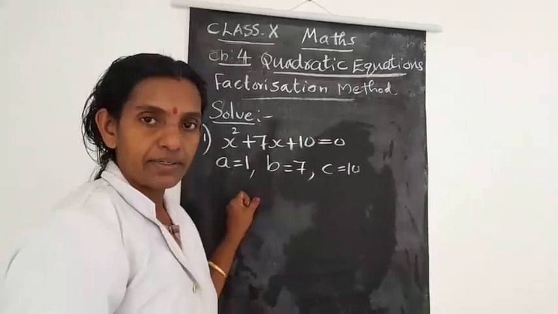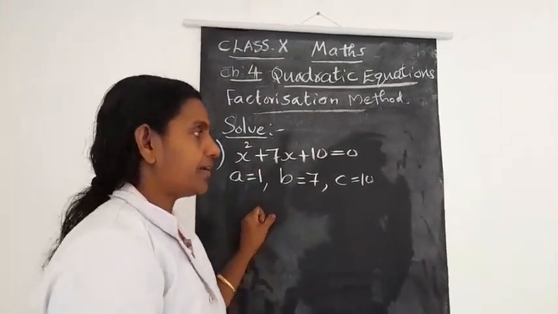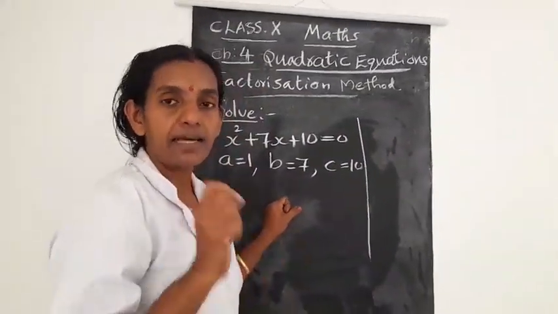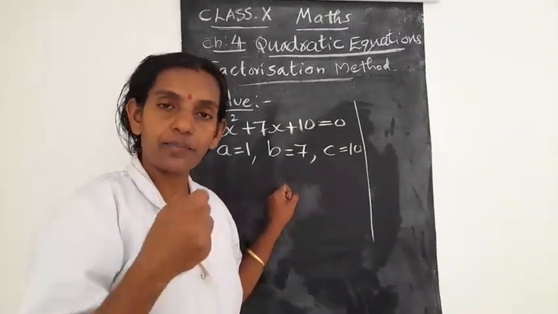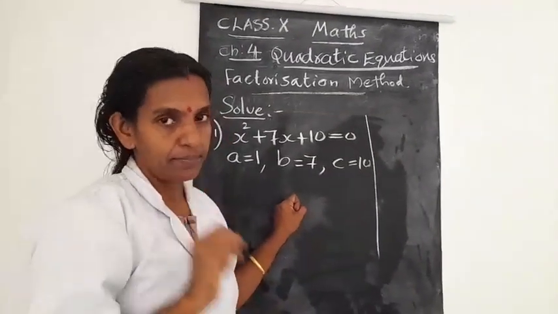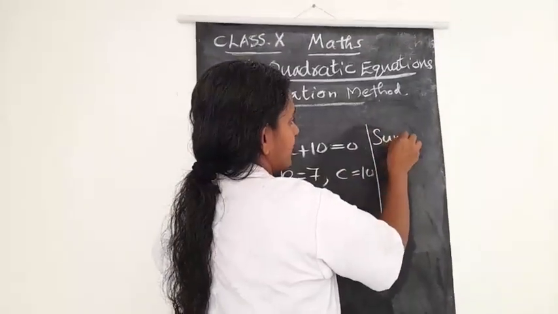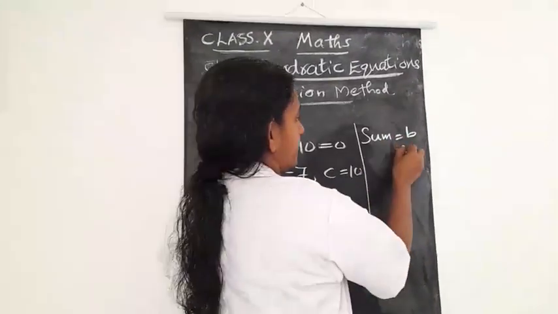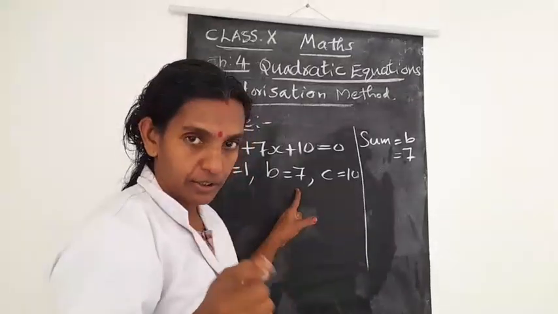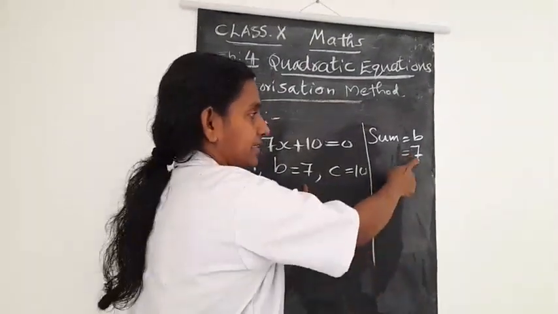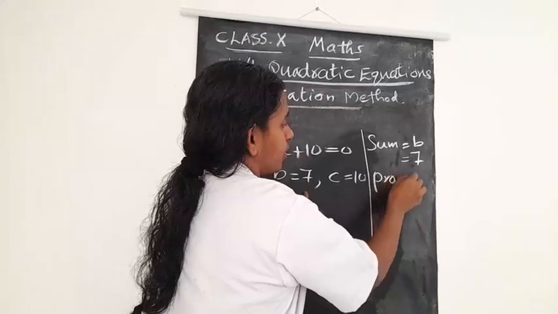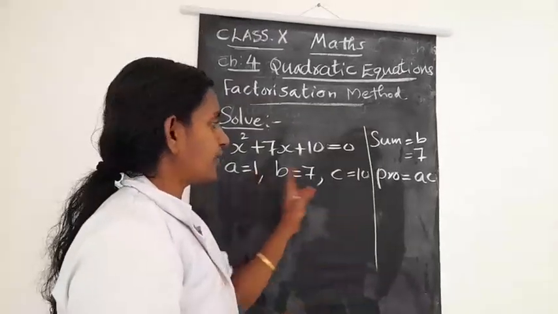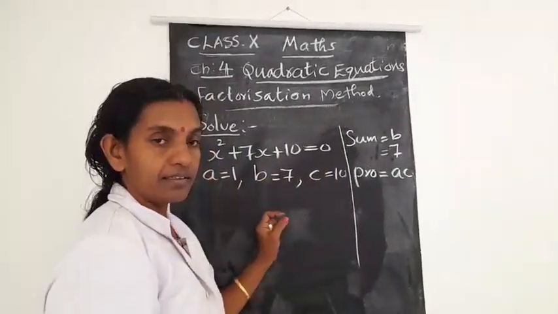Now you have studied the splitting middle term method, so that method we can apply here. That is, we are finding two numbers such that their sum equals b and their product is ac. Two numbers we are guessing such that their sum equals b. What is b here? 7. So the sum is 7. Two numbers we need to select such that their sum is 7 and their product equals ac. ac means the product of a and c, that is a equal to 1 and c equal to 10. So 1 into 10, 10.